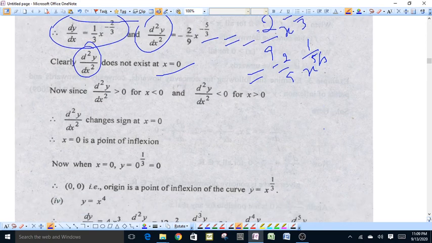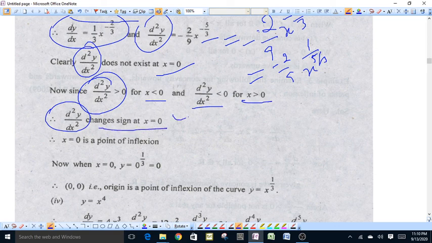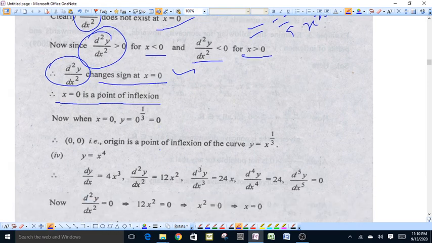And second order derivative is always positive for all negative values of x, and this is negative for all positive values of x. This means second order derivative changes sign at x equal to 0. This means x equal to 0 is a point of inflection. Second order derivative is negative for x greater than 0 and positive for x less than 0. This means x equal to 0 is a point of inflection.